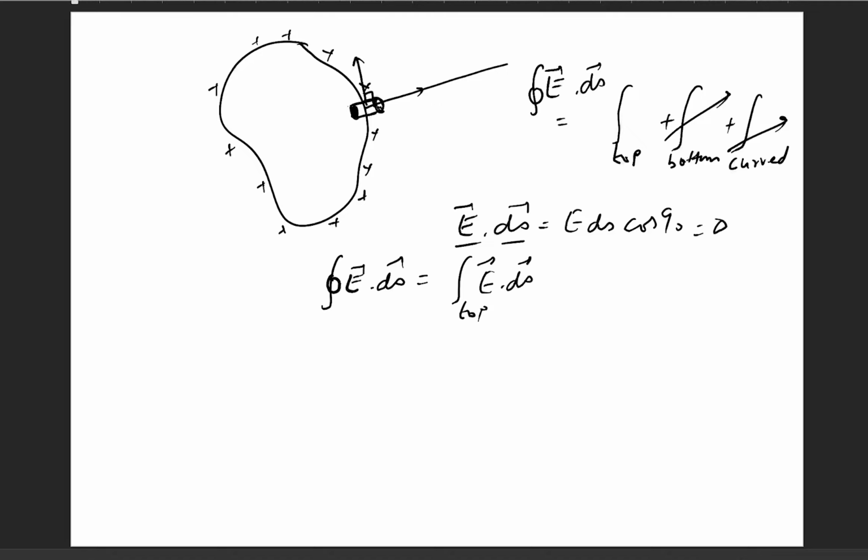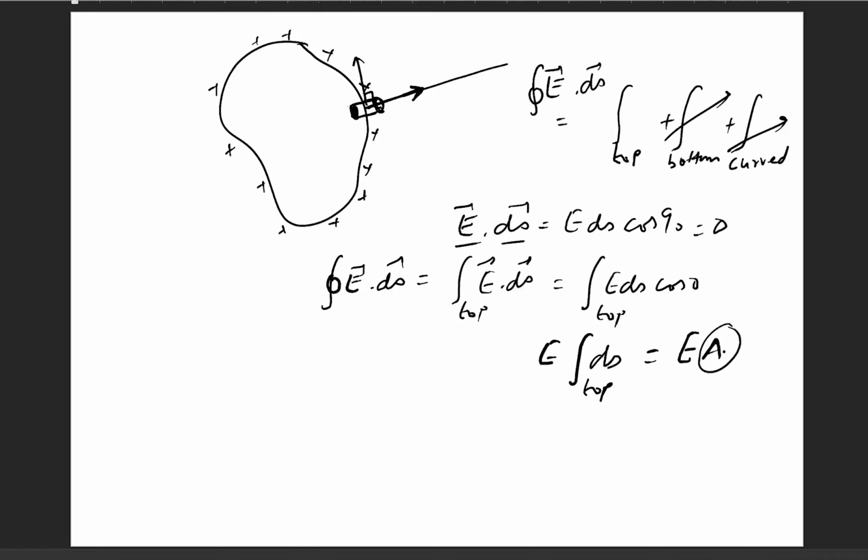Now if this surface is very close to the surface of the conductor, the normal as well as the electric field direction will be the same. So E dot ds will change to E ds cos 0, and I am assuming that this surface area is so small that E is constant. So it comes out to be E into A, where A is the surface area of this top surface.